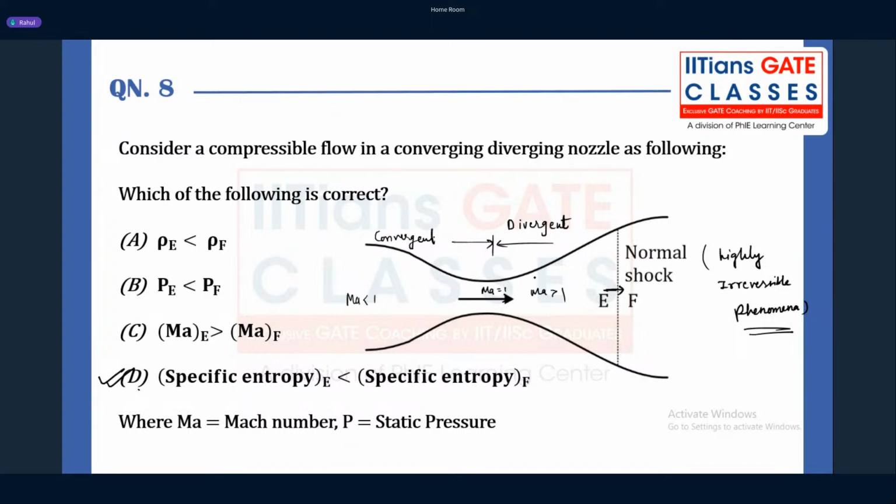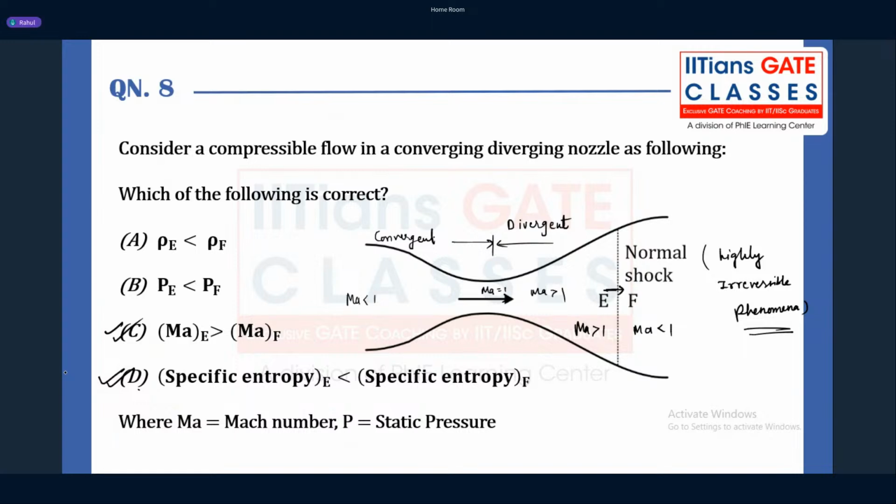Coming to the Mach number, what is the Mach number, guys? Before the normal shock, Mach number is greater than 1. Suddenly, after the normal shock, Mach number will be less than 1. Flow will become supersonic to subsonic. So definitely option C is incorrect. What they mentioned, guys, Mach number is here. Based on the option, as we have a memory-based question, we are not sure about option C. If it is Mach number at point E greater than Mach number at point F, then definitely this should also be correct.